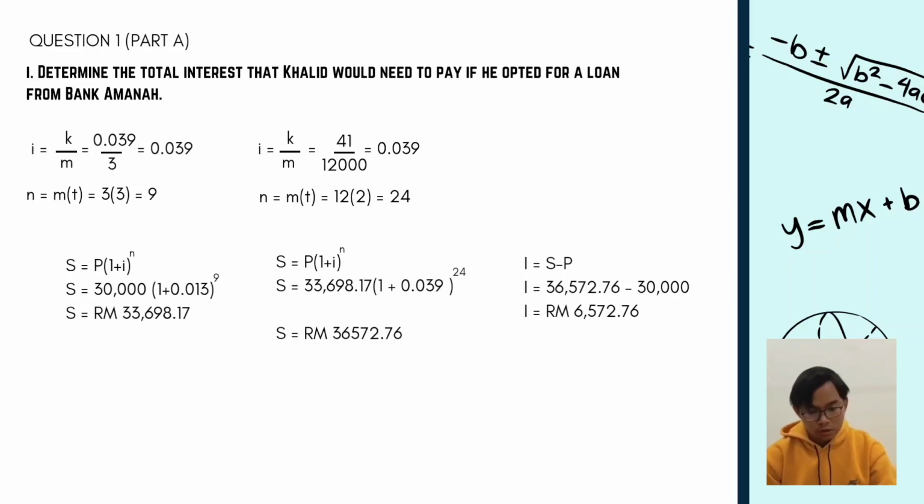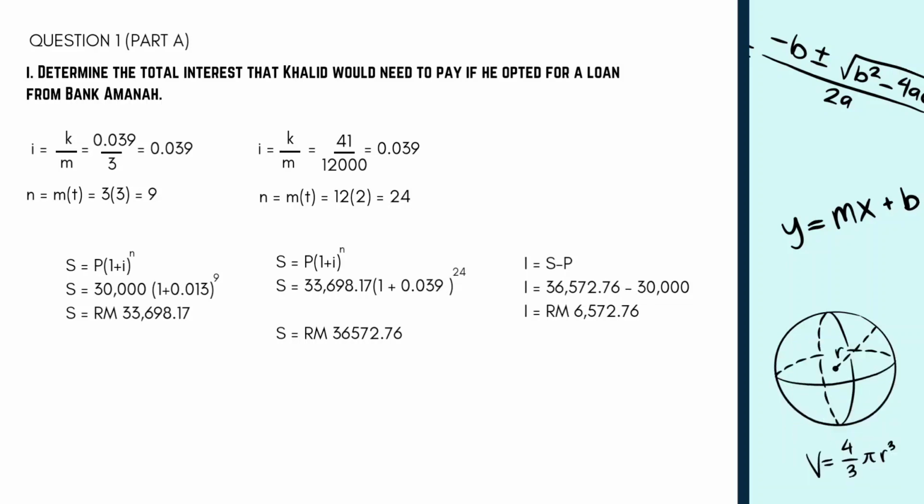To get the answer, you must use the formula I equals S minus P, and the answer is I equals 36,572.76 minus 30,000, and the answer is I equals 6,572 ringgit and 76 cents.